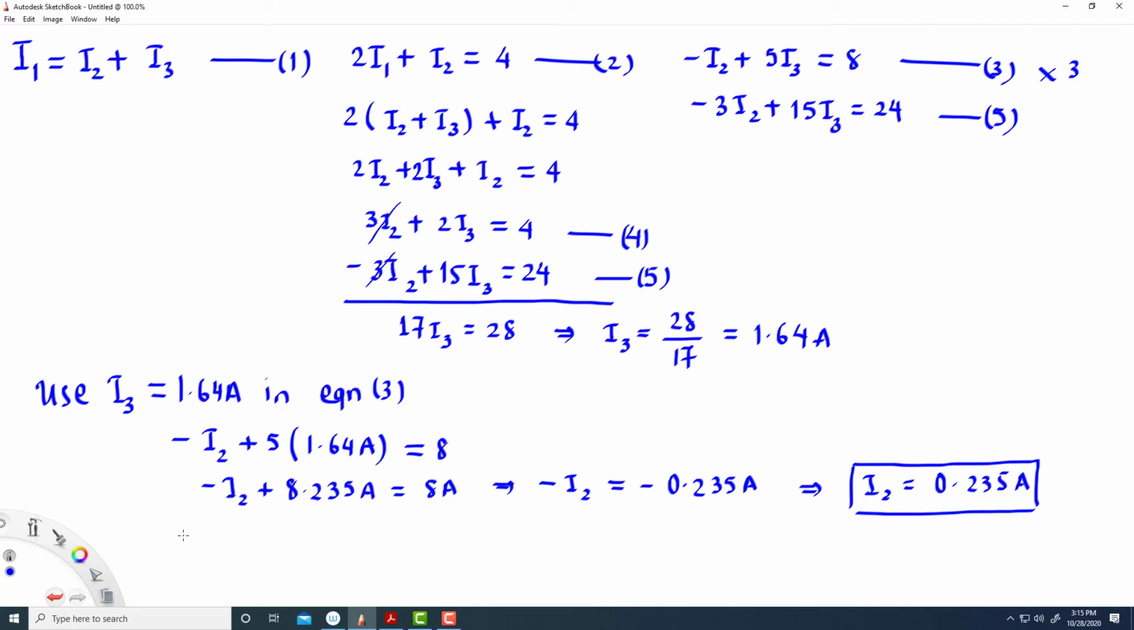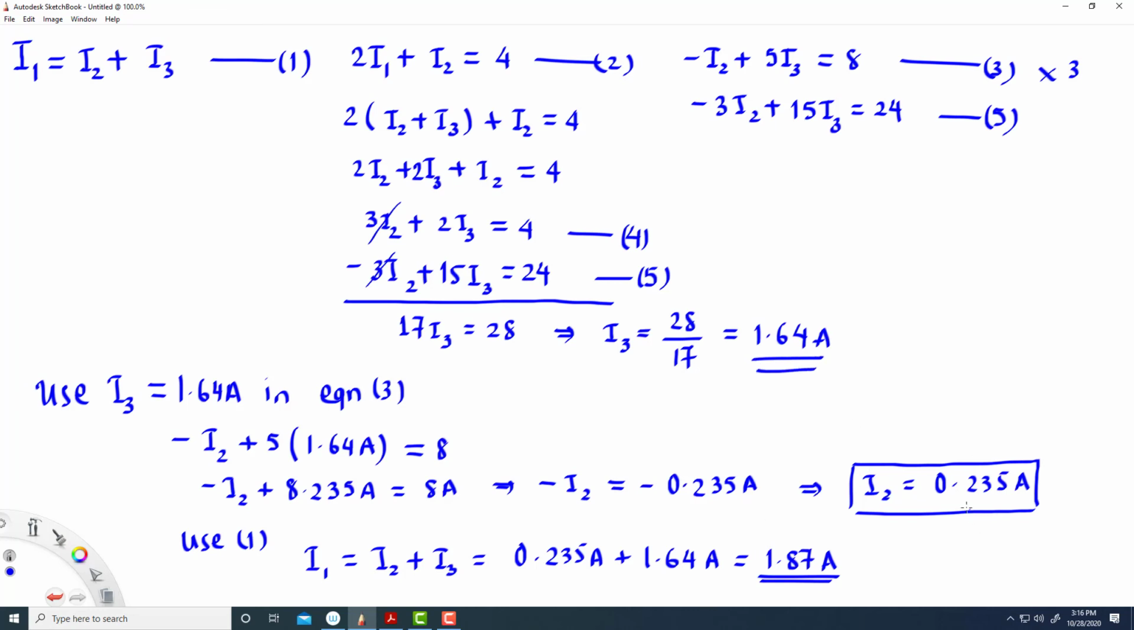I1, so we can use equation 1. I1 is I2 plus I3, so the sum of I2 and I3 is 0.235 plus 1.64. That gives us 1.87 amperes. Okay, so all the three values are positive. That means the directions that we chose are correct for all three.